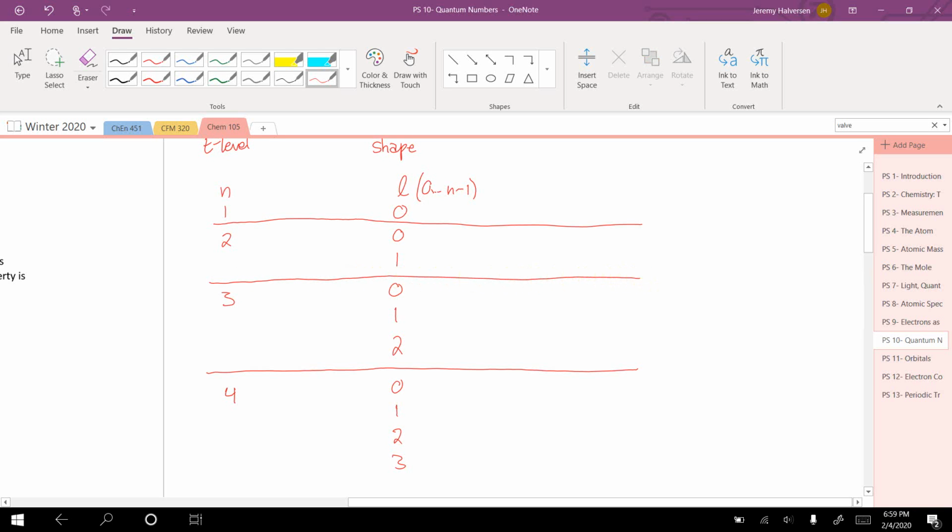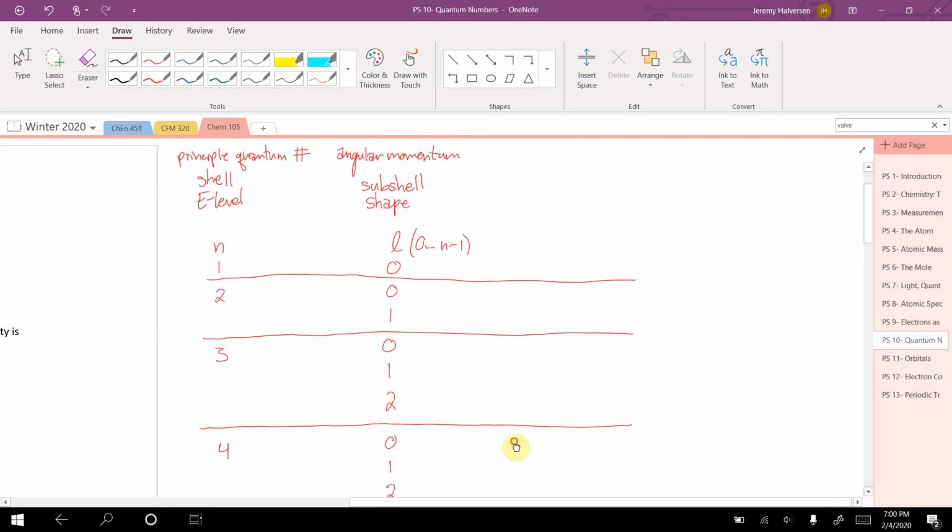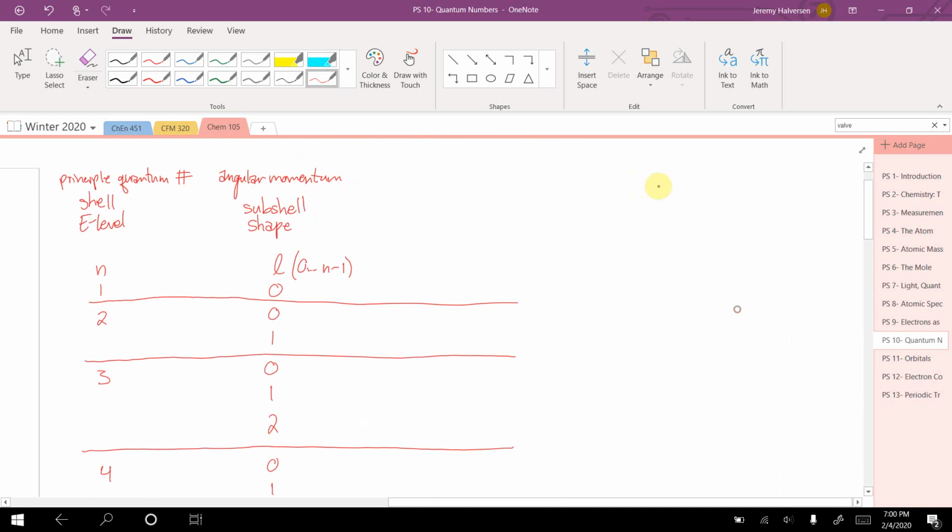Now let's talk about what these quantum numbers 0, 1, 2, 3 represent. They tell us the number of angular or planar nodes in our orbitals. So if I have an orbital with zero angular nodes, that's just going to look like this. And that's what we call an s orbital.